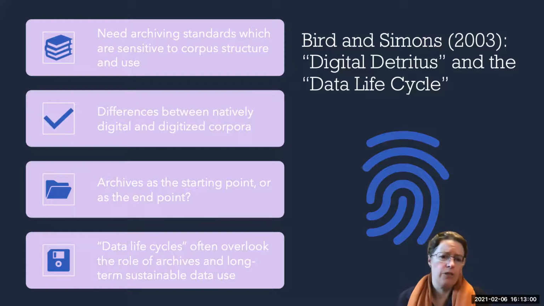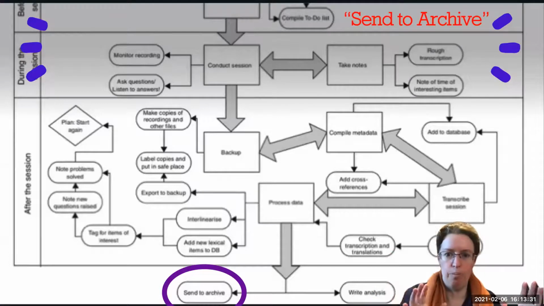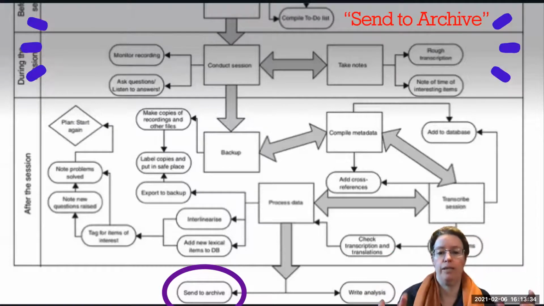We should think about archives also as, are they the starting point of the research or are they the endpoint? So much work on what has been called the data life cycle sees the archiving as the endpoint in a cycle, and they often overlook the role of archives and long-term sustainable data use. I can use an example of a certain linguistics textbook. This is the 2015 edition of my fieldwork book, where the send to archive portion of doing linguistic work is the endpoint in a well thought out process. And then, here it is at the end with no further arrows coming off it.